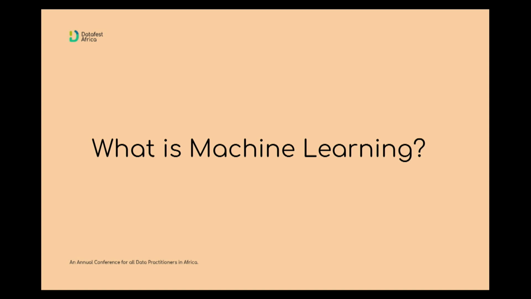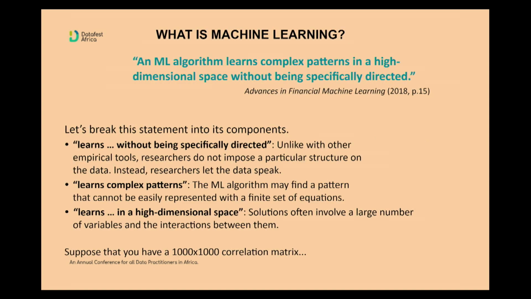So what is machine learning? Machine learning, or the ML algorithm, as we know, learns complex patterns within high-dimensional space. The logical human mind will not be able to factor in such conditions because we are limited, but machine learning can do that in milliseconds, and it can properly represent and make appropriate predictions.